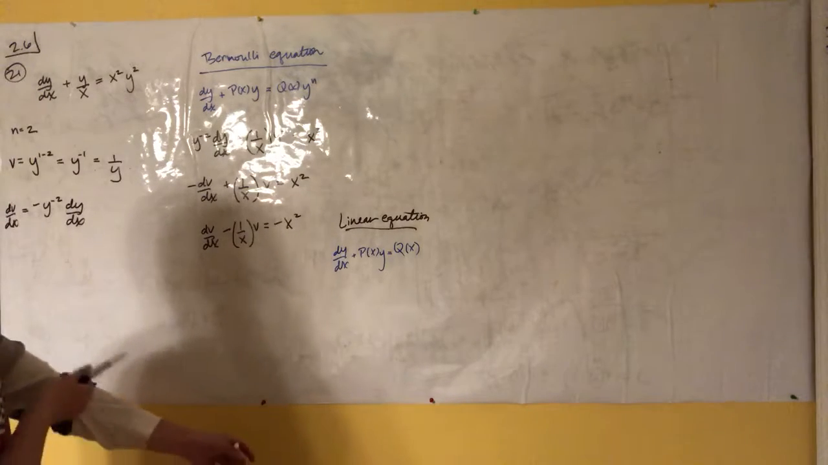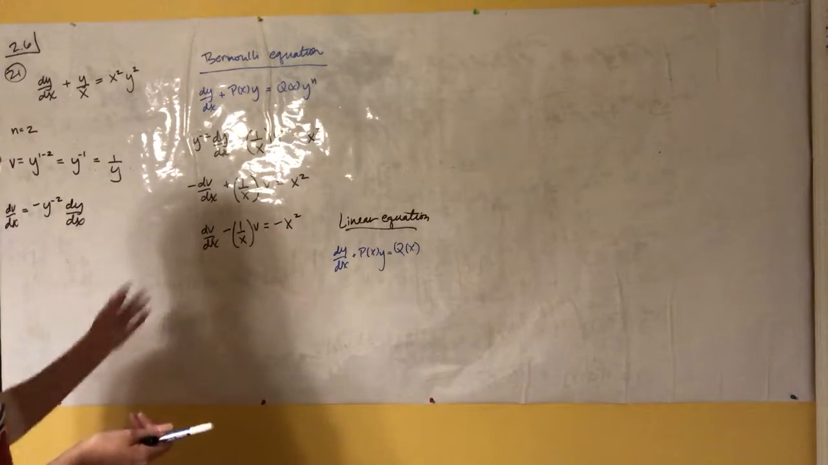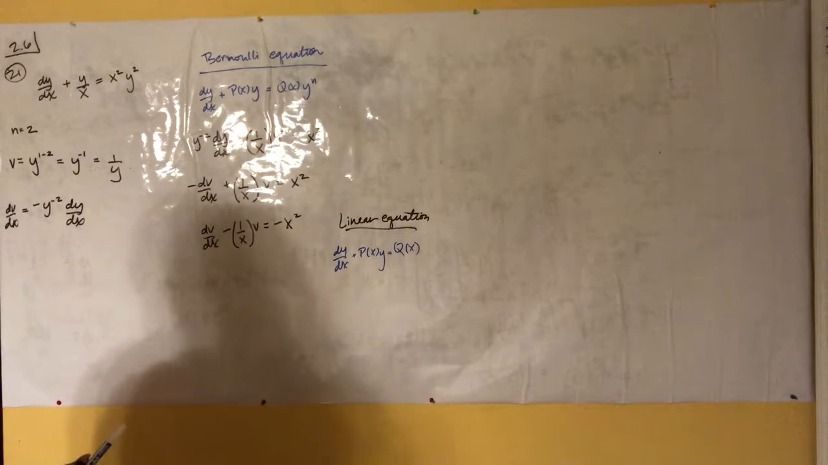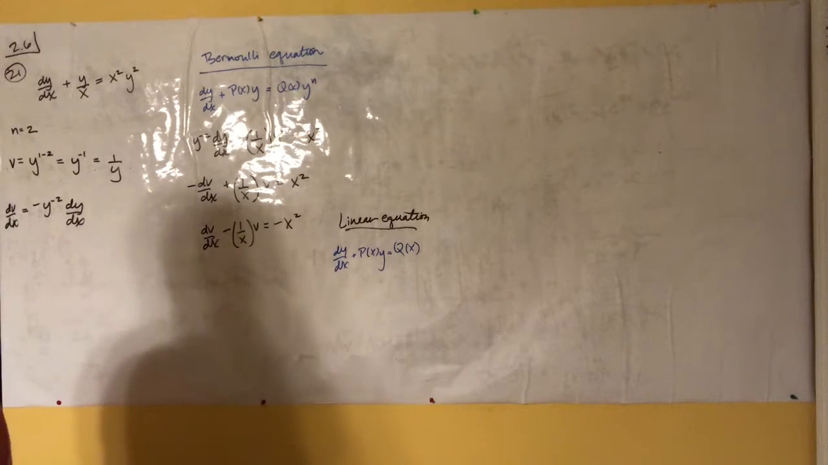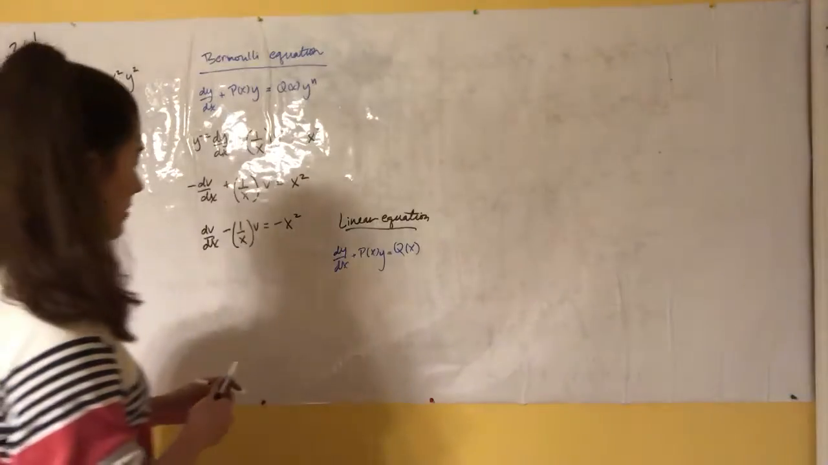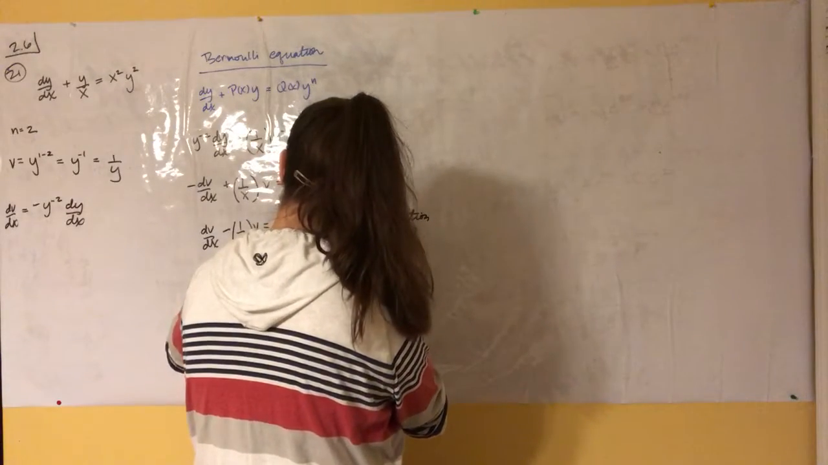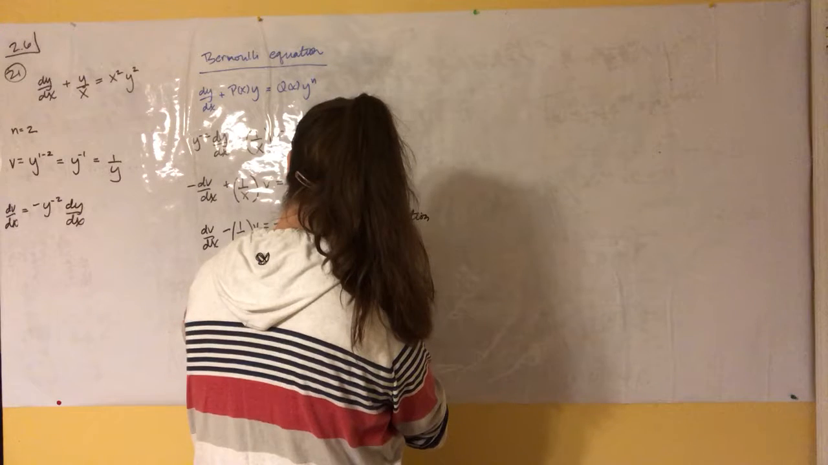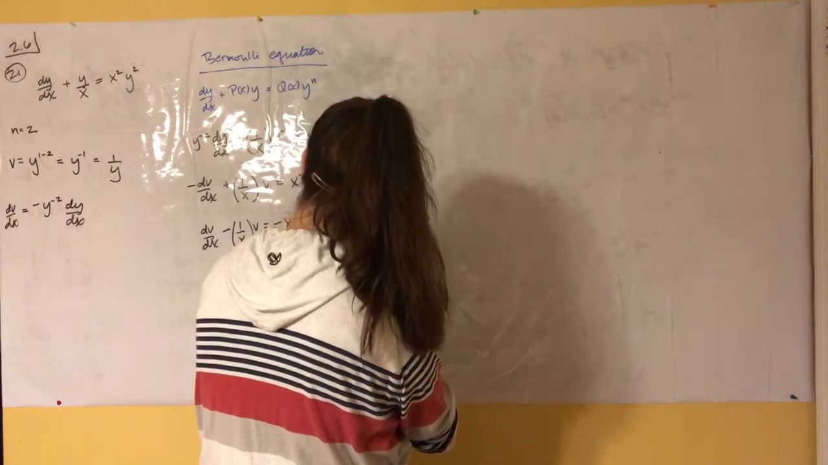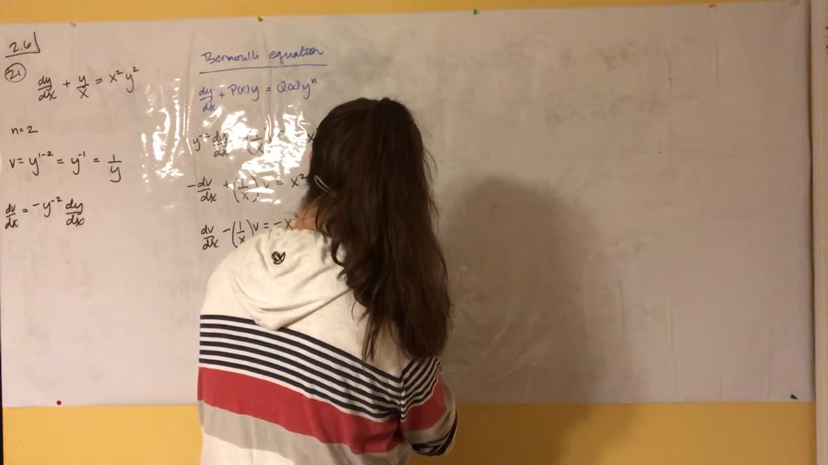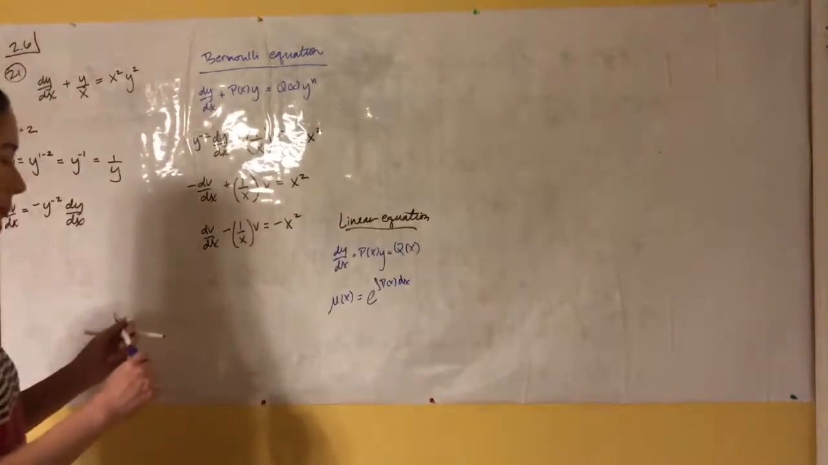Okay, in this case, the dependent variable is v because you substituted it. Okay, so now we just solve it just like a linear equation. And remember, for a linear equation, you want to find the integrating factor, which is going to be equal to e to the power of the integral of p of x, right?